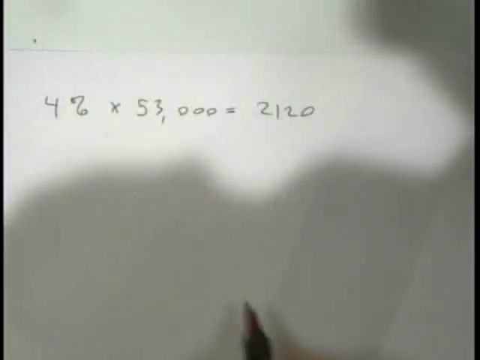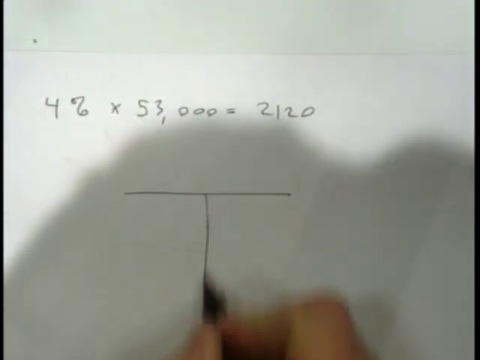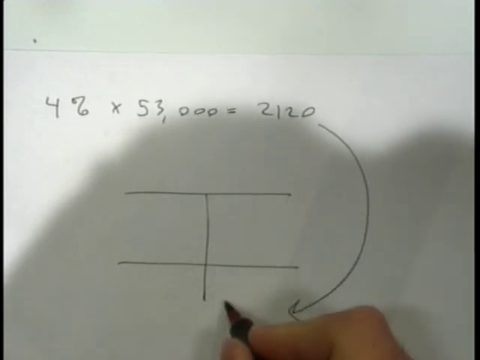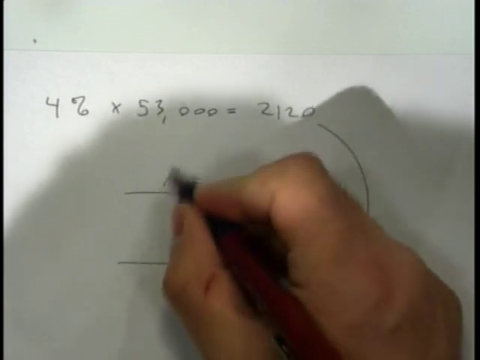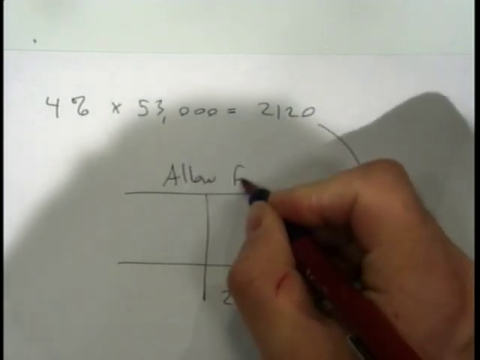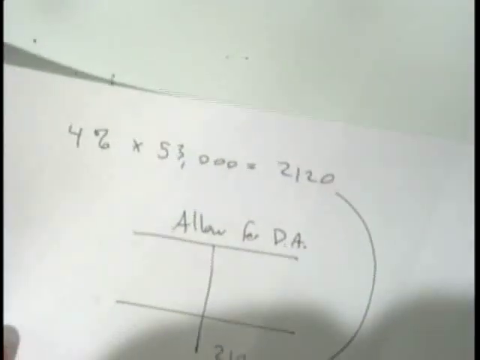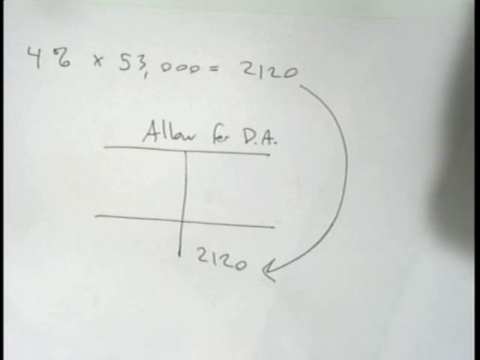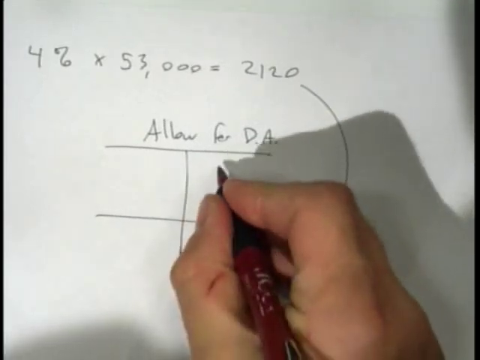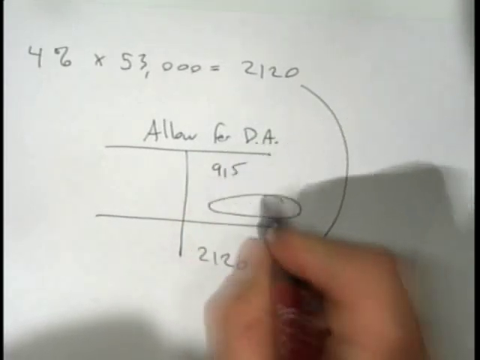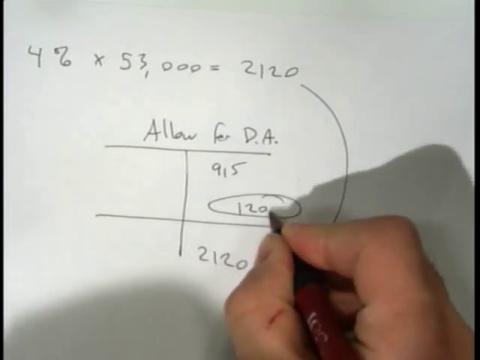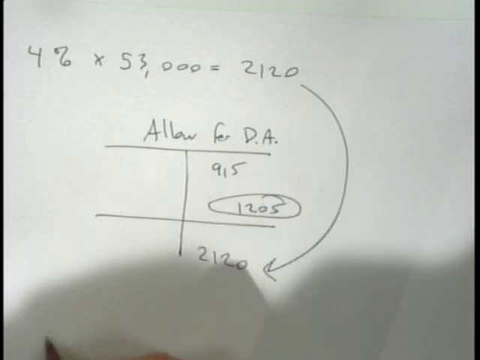Okay? Now, is that the amount of change that we make? No. That is what we want the ending balance to be in our allowance for doubtful accounts. But it has a beginning balance, does it not? Okay? It has a beginning balance. What is the beginning balance? 915. So what does our adjustment have to be? 1205.